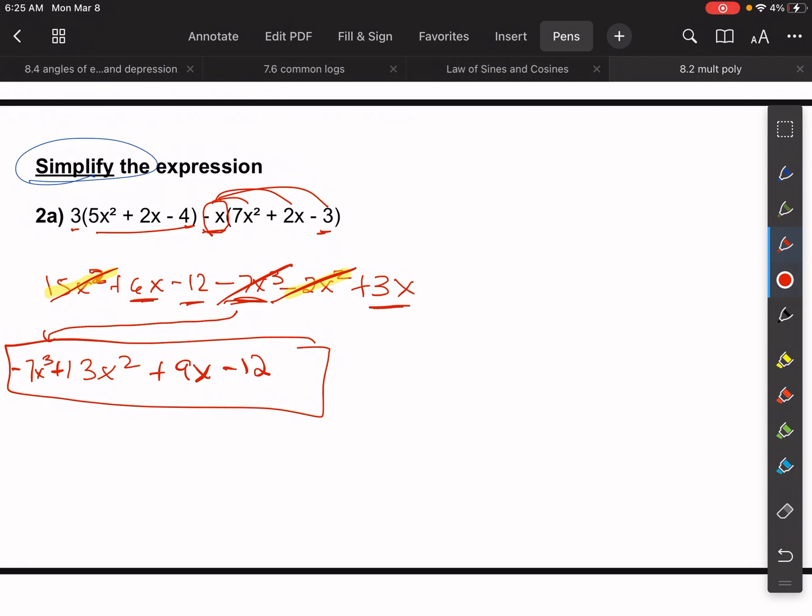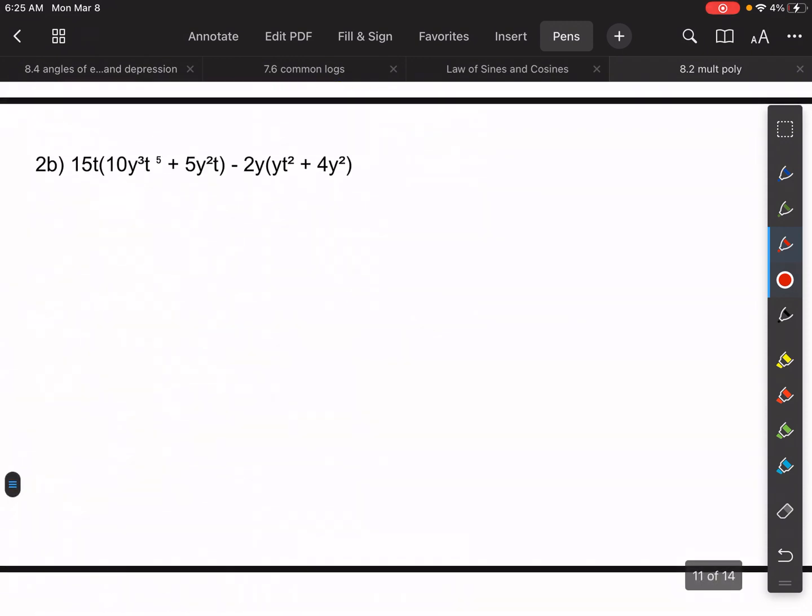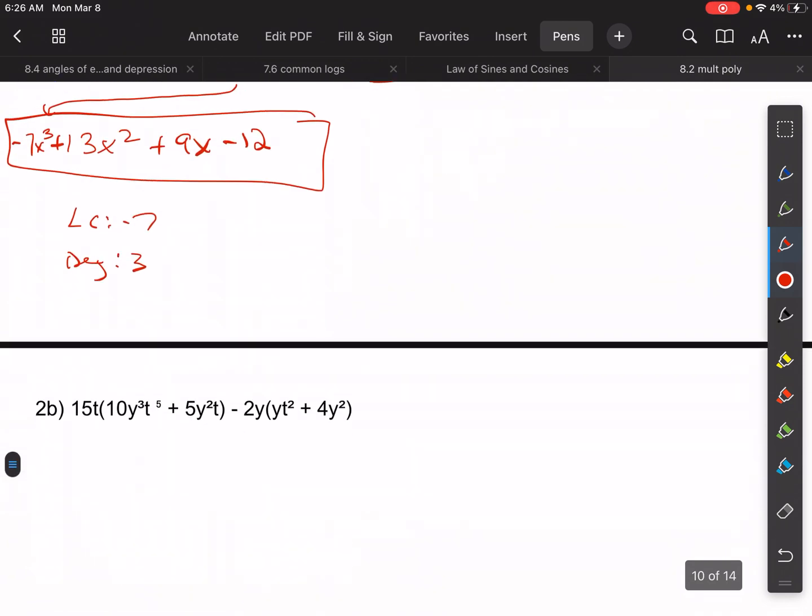And just to tie it back to the last lesson, it has a leading coefficient of negative 7, and it has a degree of 3. And I don't think they're going to ask you that, but just a reminder, it's important to be able to identify that. Okay, 2b. Let's do this one. Actually, you try this one out on your own.